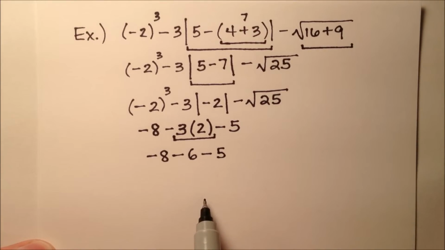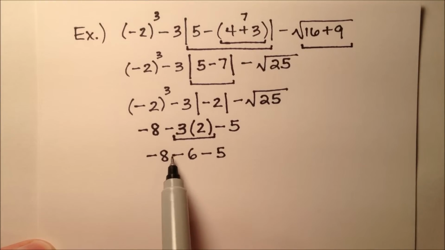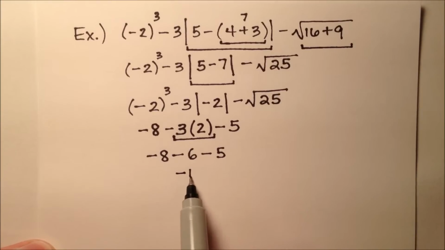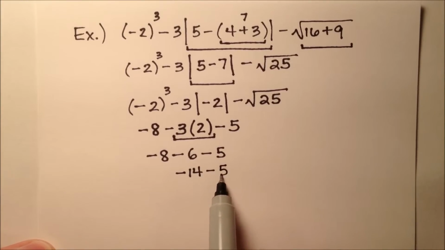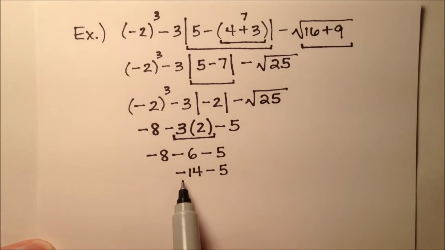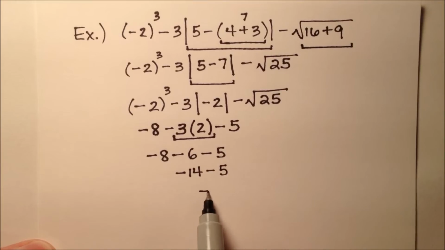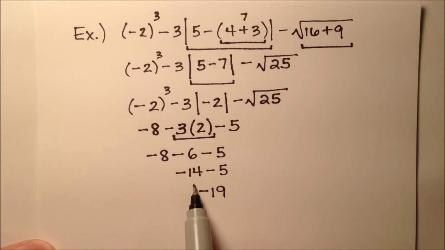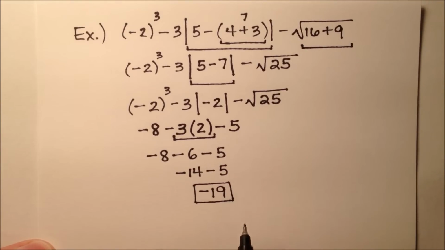Now that's all the multiplication and division, so we move down and do addition and subtraction from left to right. Negative 8 minus 6 is a negative 14, and this negative 5 comes down. And now negative 14 minus 5 is negative 19. And that's our final answer, because now we have simplified it all that we can.